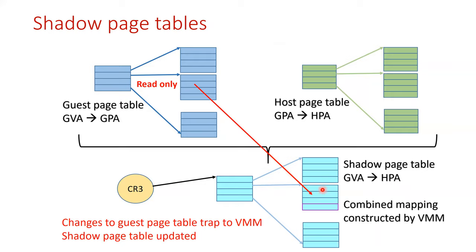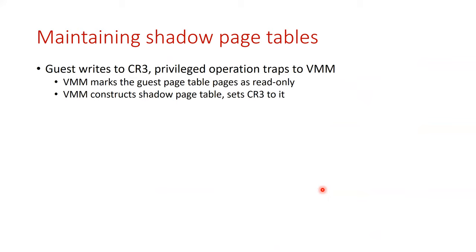So the shadow page table has to track all the changes in the guest page table and stay updated. Okay, so how are these shadow page tables maintained? Let us understand in more detail. Whenever the guest writes to CR3, how does the VMM construct the shadow page table? This is a privileged operation, so it will trap to the VMM. And now the VMM knows, oh, here is a page table. These are all the pages of the page table. By looking at the CR3 address, it will know. And the VMM will mark all the guest page tables as read-only.